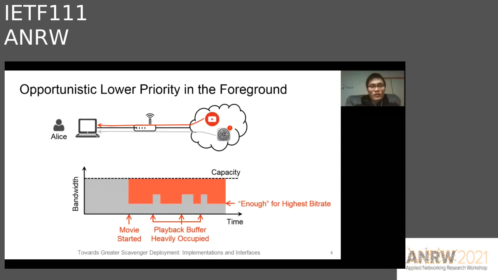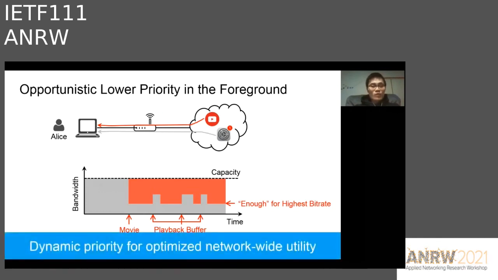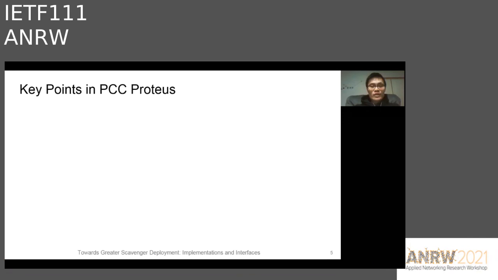There might be, for example, a second video flow trying to start quickly. That said, by enabling flexible and dynamic switch between the scavenger and primary priorities, we can further extend the scavenger use cases and increase the network-wide utility. Therefore, in our recent work, we propose PCC Proteus.